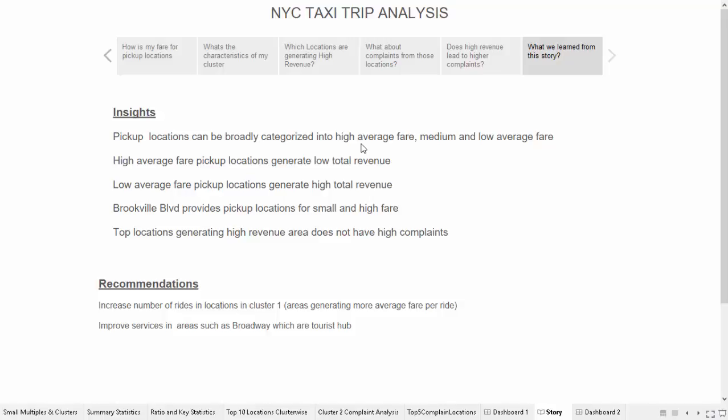Recommendations: we would recommend that the taxi company increase the number of rides in locations in cluster 1, as they have a higher average fare per ride. Also, services in areas such as Broadway Boulevard should be improved, as it has a high number of complaints coming in, and it is also a tourist hub.